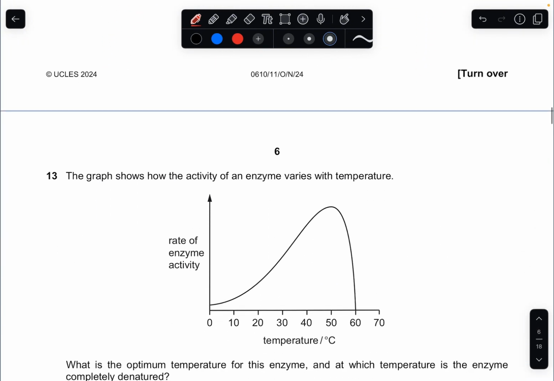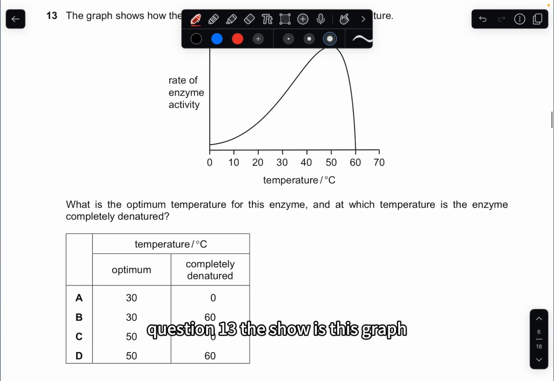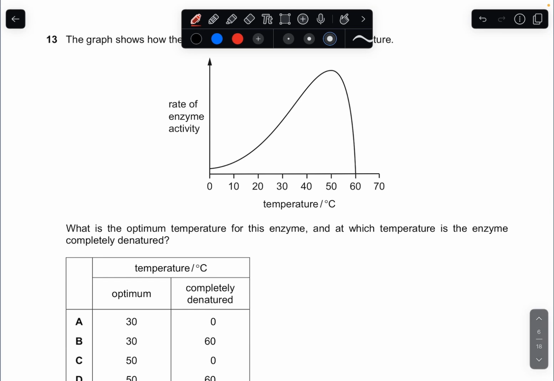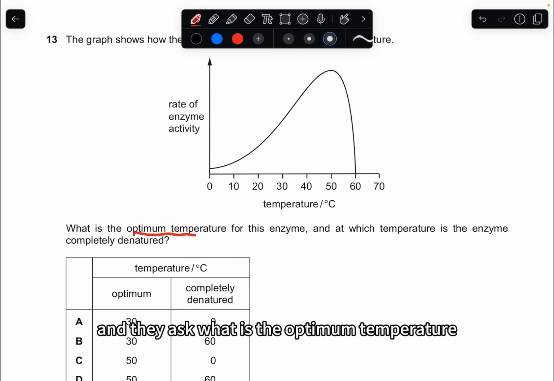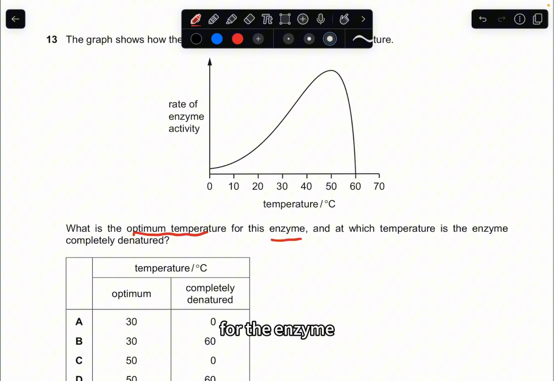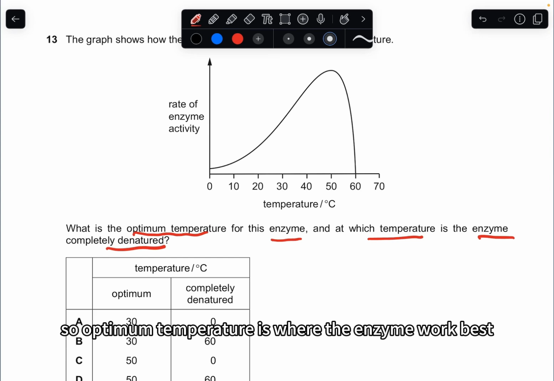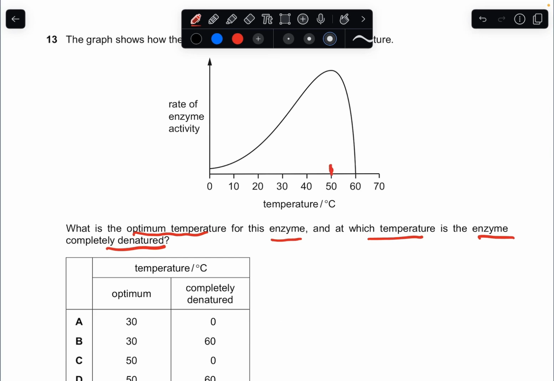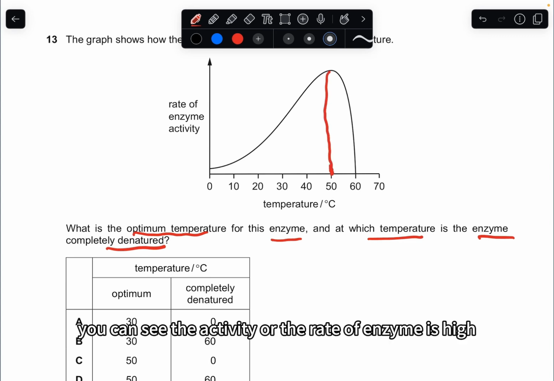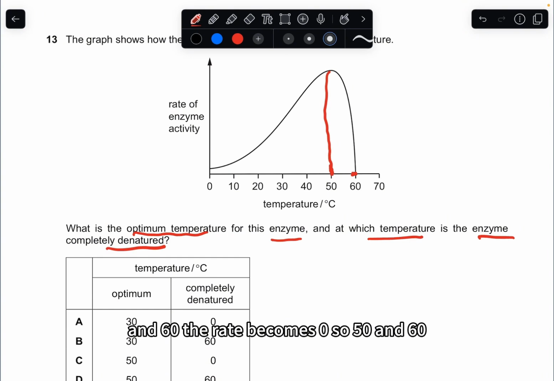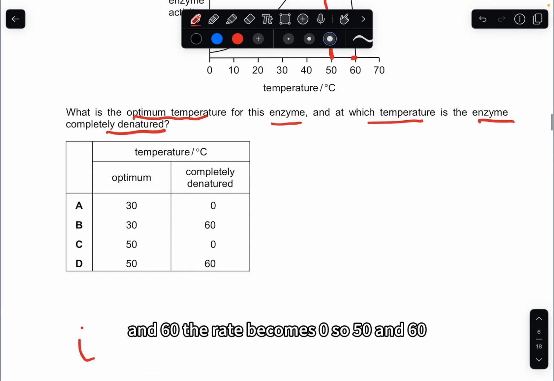Question 13, they show us this graph, and they ask what is the optimum temperature for the enzyme, and with high temperature the enzyme is denatured. So optimum temperature is where the enzyme works best, which is 50. You can see the activity or the rate of enzyme is high, and at 60 the rate becomes 0. So 50 and 60.